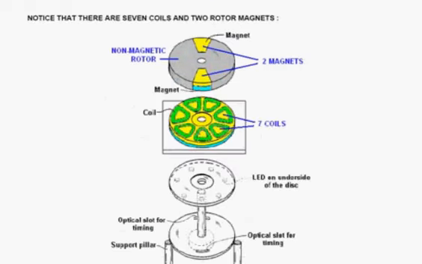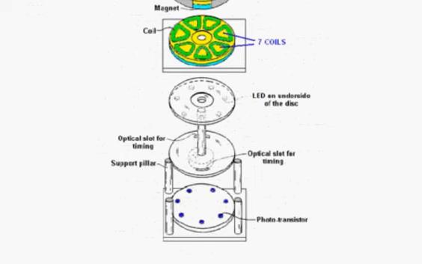The shaft itself supports a disk, and the disk has got 2 slots in it. And the slots allow light to pass from light-emitting diodes through the slot to either phototransistors or light-dependent resistors. And that gives you the synchronization.